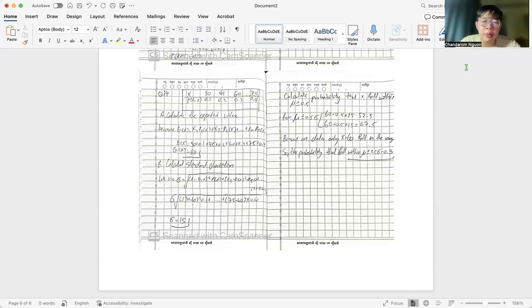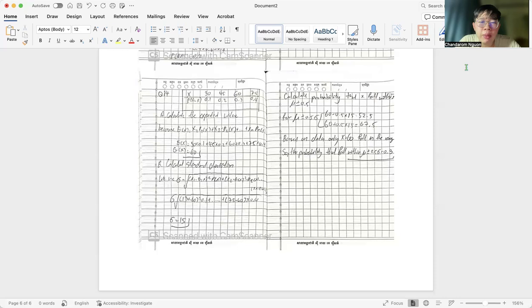Moving on to the next part, to find the standard deviation. It helps to measure how much the values of X deviate from the mean, and the formula for the standard deviation is the square root of sigma of X minus the expected value, squared, multiplied by P of X. After putting all the numbers together, we get the final answer: standard deviation equal to 15.